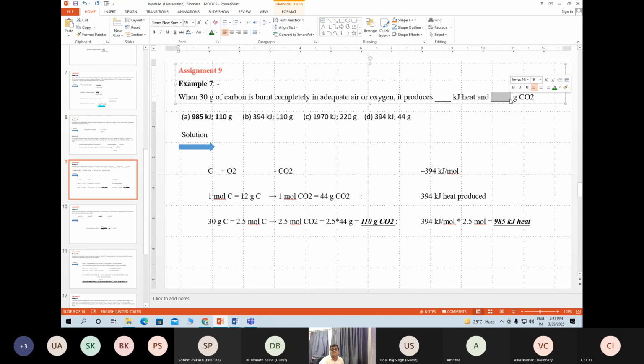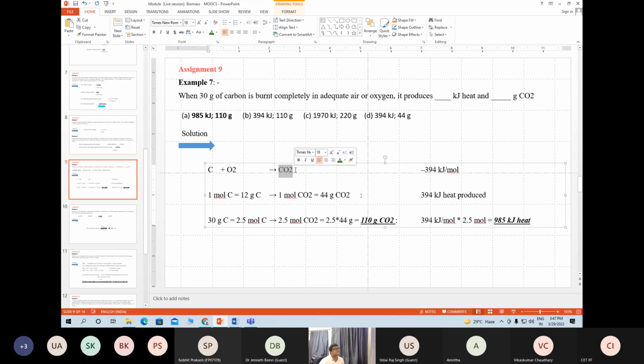Why is it so? I asked to calculate the gram of CO2 because when it is a complete combustion, you know what kind of product it is going to form. When it's a complete combustion, you'll mostly get CO2 as a product, because this is the pure carbon which is given here. So mostly you'll get CO2 as a product, right? So for this particular reaction, you know the heat of the reaction. It is already given in one of the lectures, if you remember it properly. This is 394 kilojoule per mole of carbon. It produces this much amount of heat, right?